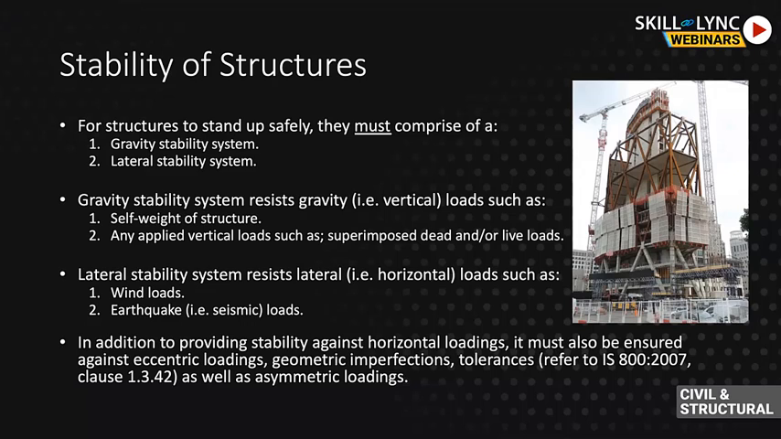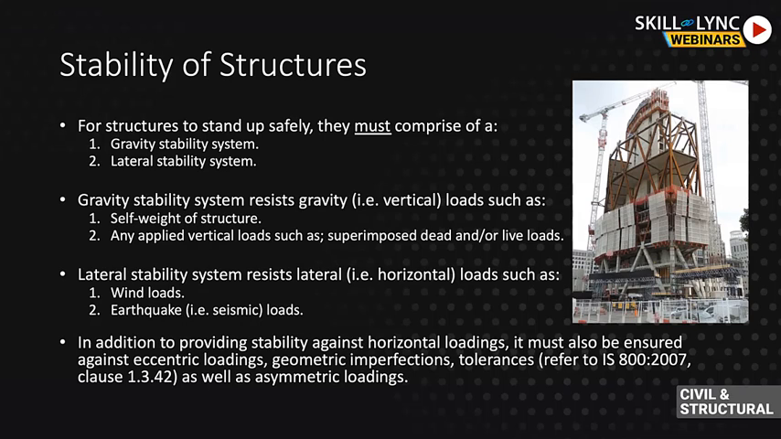Now, horizontal forces can arise either directly or indirectly. So examples of direct horizontal loads are things such as wind loads and earthquake seismic loads. Indirect loads would be loads due to irregular shape of the structure, so maybe irregularity in plan or elevation, unbalanced loading, so higher loading on one side in comparison to the other side, eccentric loading.